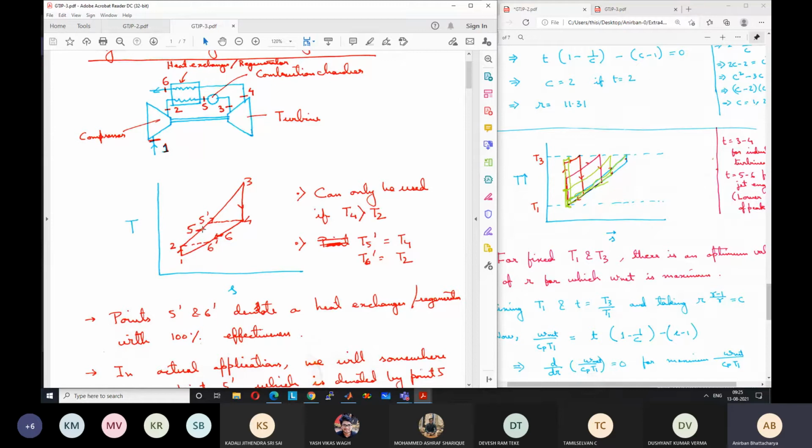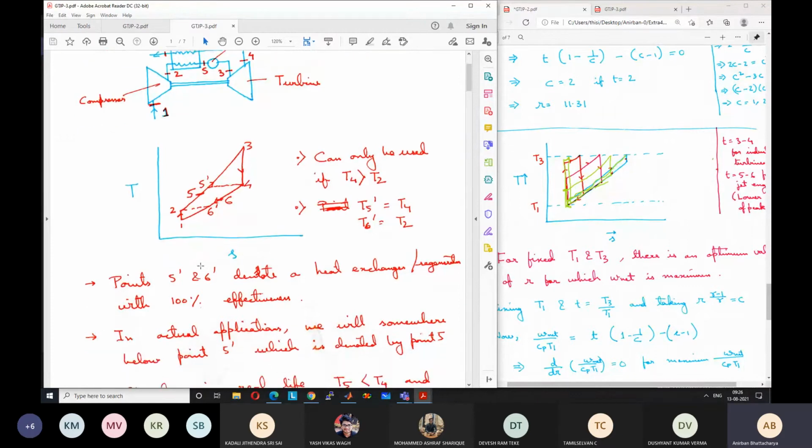We will reach somewhat lower temperature. Similarly, in the other direction also, the minimum temperature that can be reached in the case of an ideal heat exchanger is T6 dash, which is equal to T2. But in real life, what will happen again? Because we cannot have infinite surface area of heat exchanger and infinite time available for the heat exchange process, we will reach somewhere above the 6 dash point. So we'll reach T6, which is slightly higher than T2.